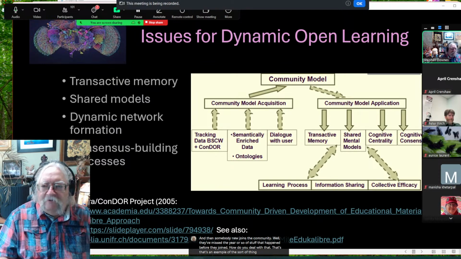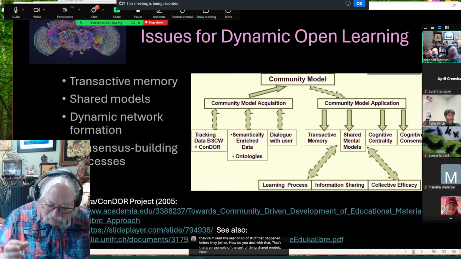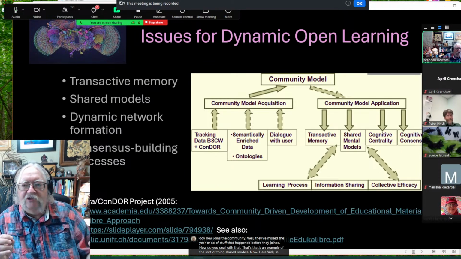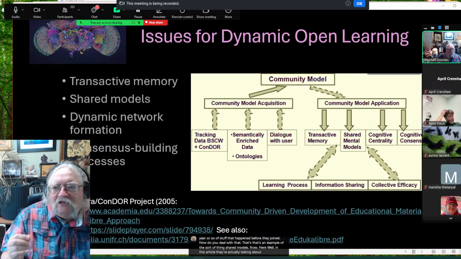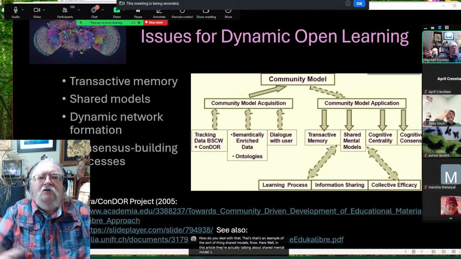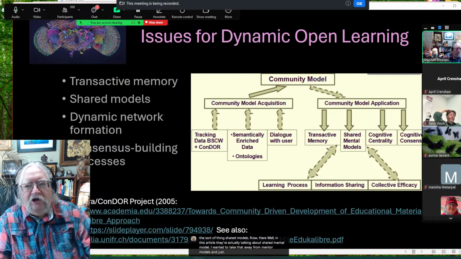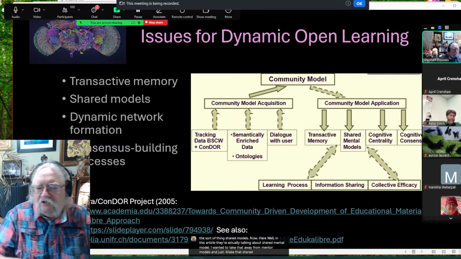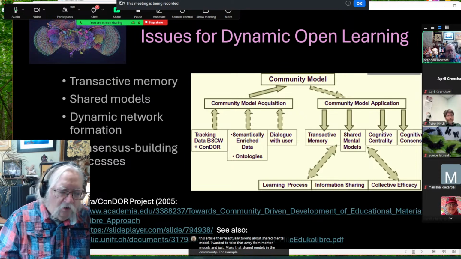Shared models. Now, in this article, they're actually talking about shared mental models. I wanted to take that away from mental models and just make that shared models in the community. For example, ontologies that you can work with.